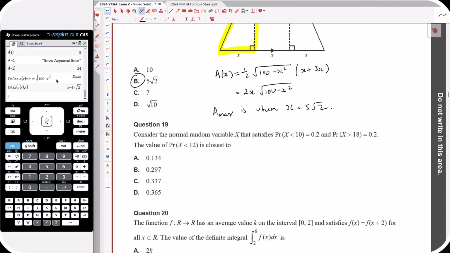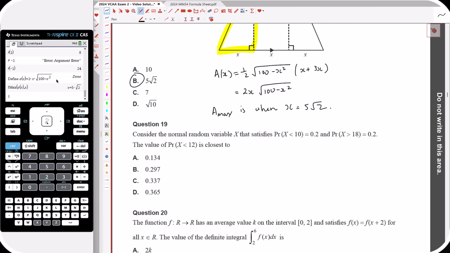Okay, question 19. Consider the normal random variable x that satisfies probability x less than 10 equals 0.2 and probability x greater than 18 equals 0.2. Okay, so this would be achievable given we don't know the mean or the standard deviation. And we know how to do that. We standardize, we use z-scores, etc. But we actually have quite helpful information here if we think graphically about what's happening here.